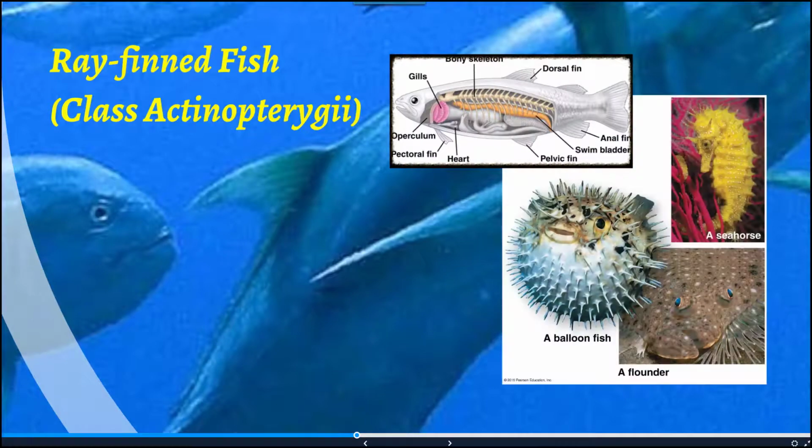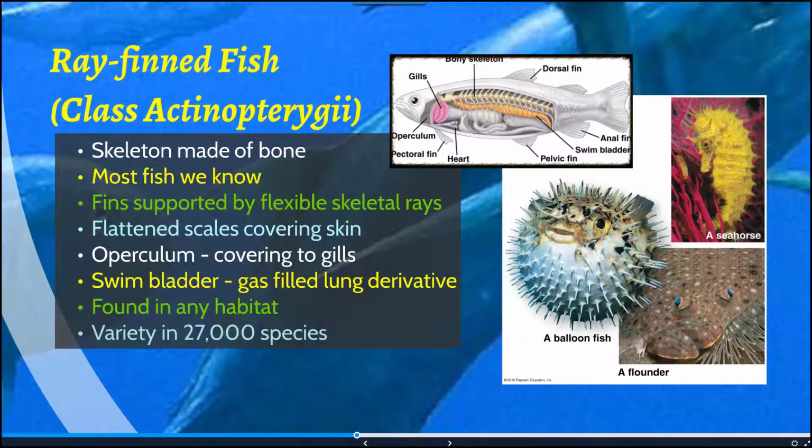These organisms are going to be quite diverse in their adaptations. They do have a skeleton made of bone. Most of the fish that you know are part of this group, and they have fins that are supported by these flexible skeletal rods. They have flattened scales that cover their skin, something called an operculum, which is a covering to the gill. Most of them have a swim bladder, which is going to be a gas-filled lung derivative and helps them with their buoyancy in the water column. They can be found in any habitat, and there's a huge variety in the 27,000 species of ray-finned fish.